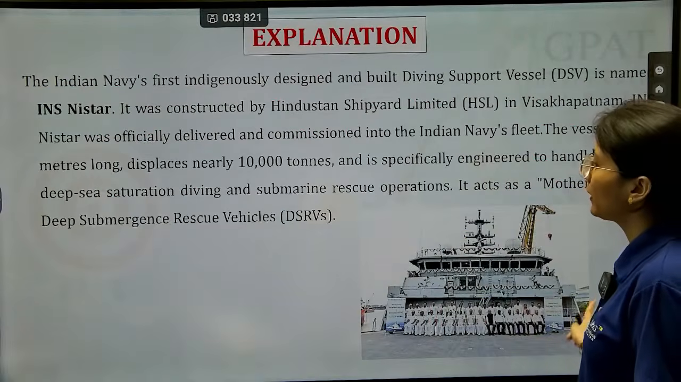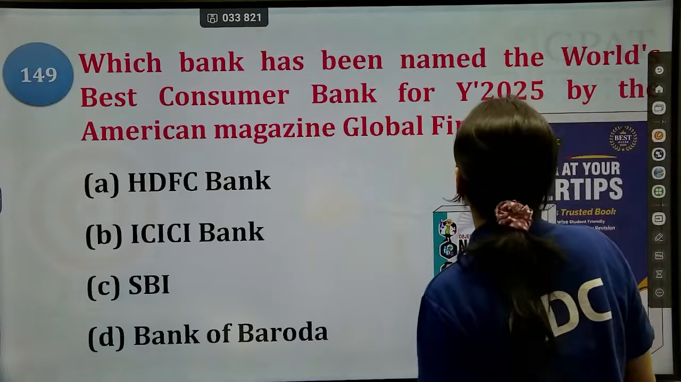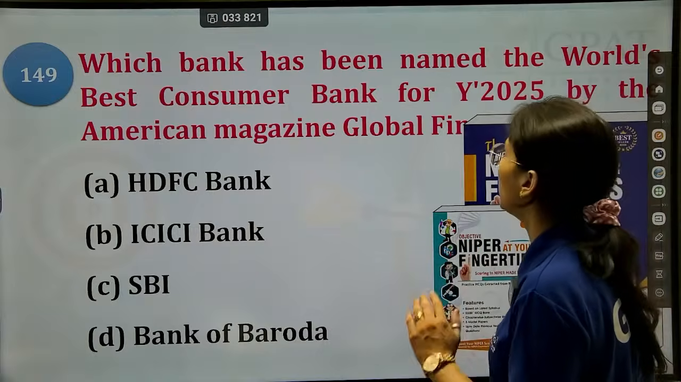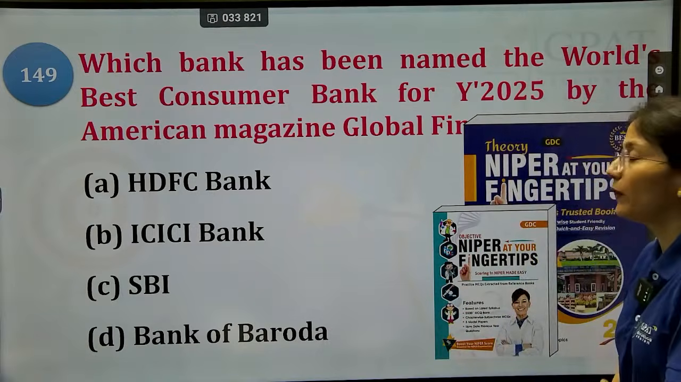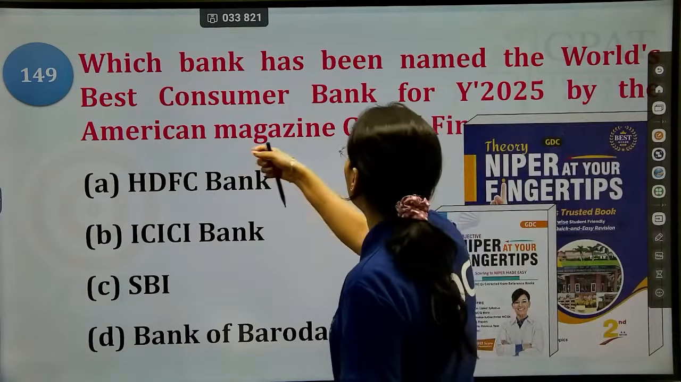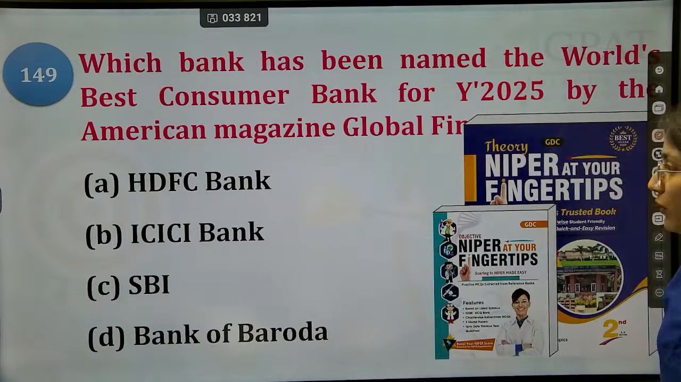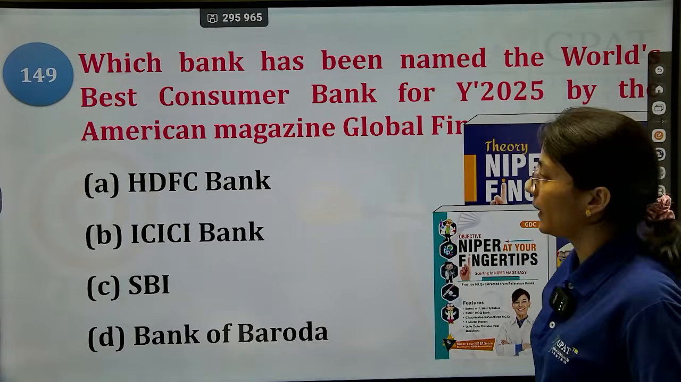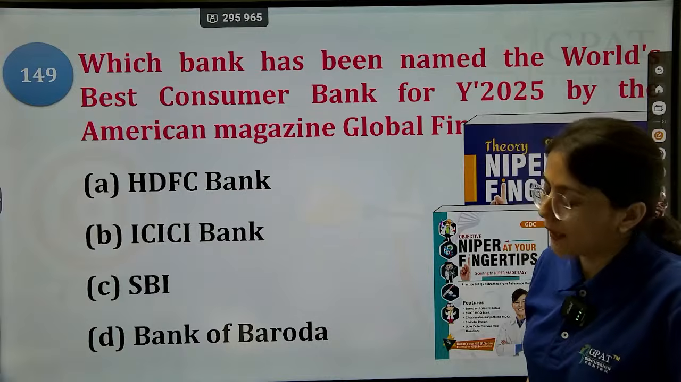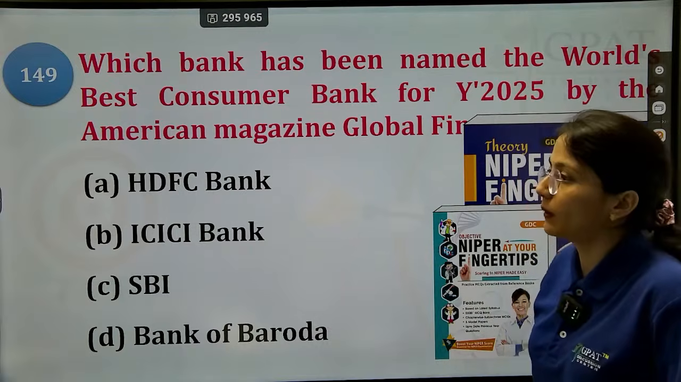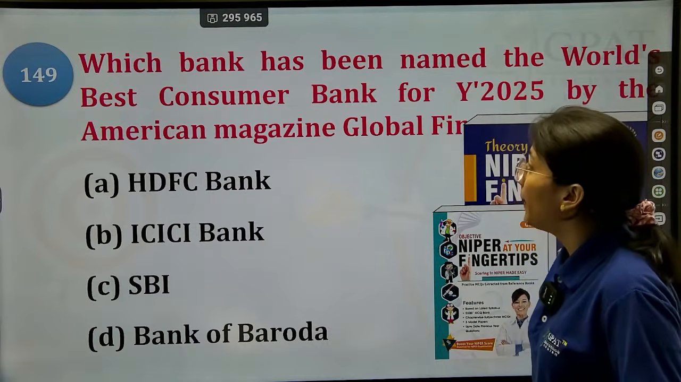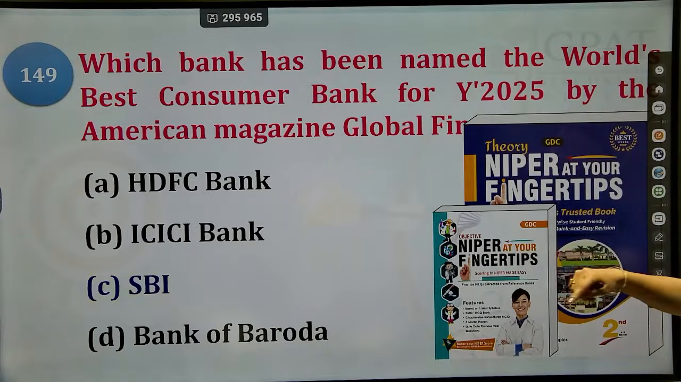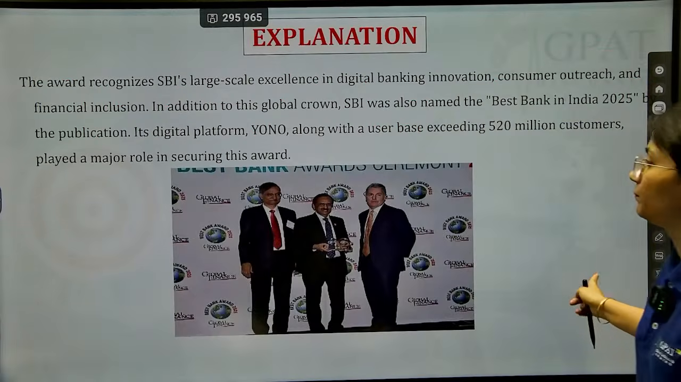Now move to the next question, that is, which bank has been named the world's best consumer bank for year 2025 by the American magazine Global Finance? That is HDFC Bank, ICICI Bank, SBI Bank, Bank of Baroda. Which bank? That is SBI Bank has been named the world's best consumer bank for year 2025 by American magazine.